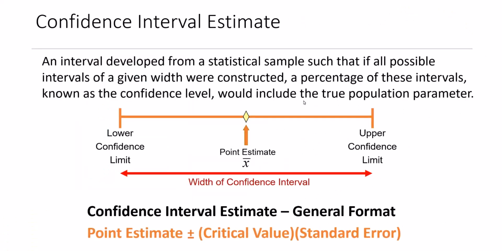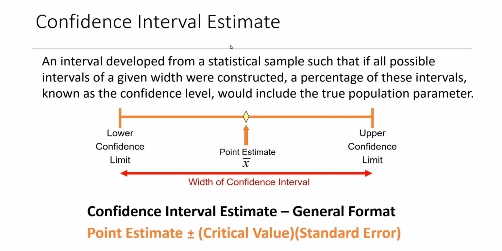All right, before we get into question 1, there's one key concept that I want to make sure that you pay very close attention to, and that's specific to the confidence interval estimate, the general format. So the general format for a confidence interval is going to be our point estimate plus or minus our critical value times our standard error.